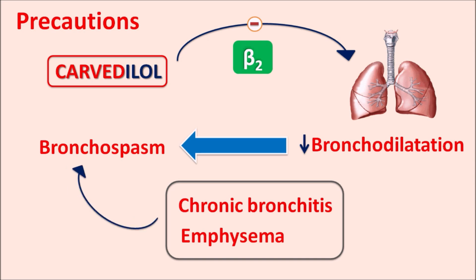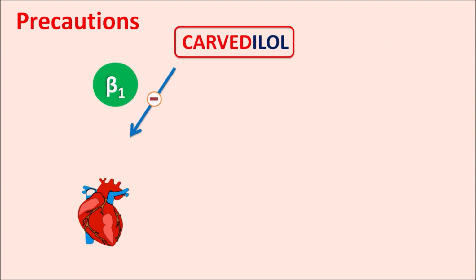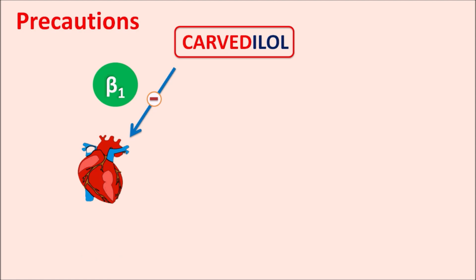Similarly, carvedilol, by action through the beta-1 receptors, can block the sympathetic activity on the heart, thereby reducing the rate of contraction, resulting in bradycardia as one of the important effects in the patients. So, the pulse rate is going to be reduced, and when the pulse rate falls below 55, then care should be taken and the dose of the drug should be reduced.